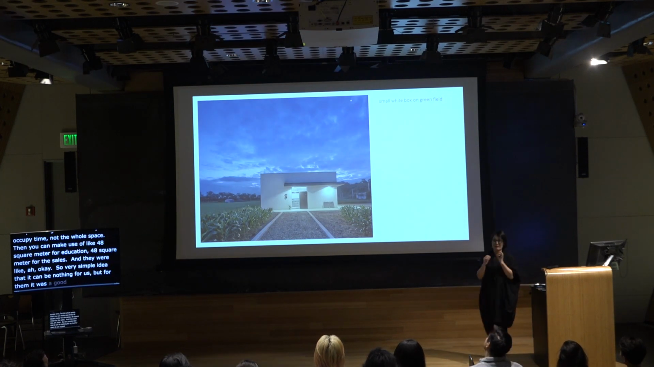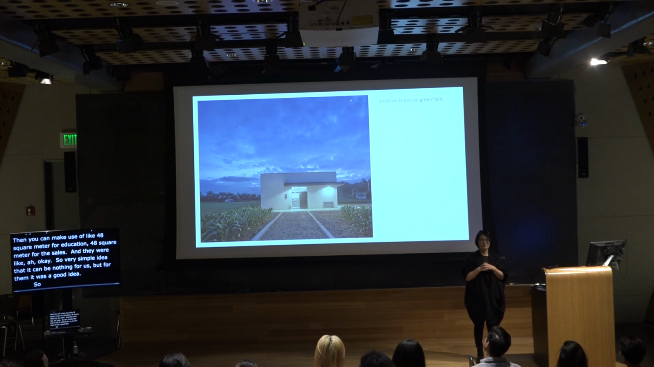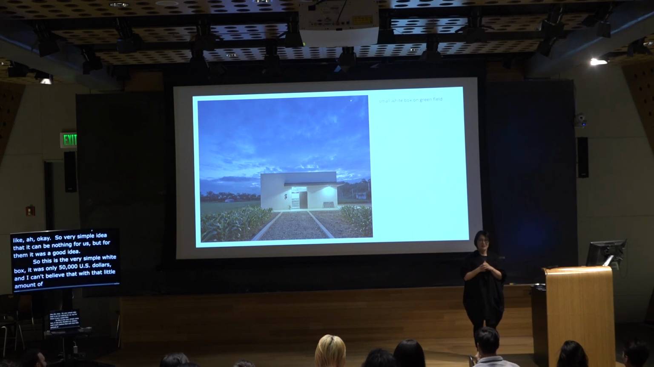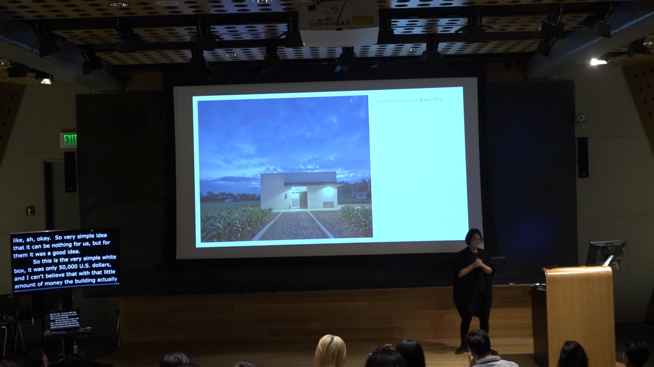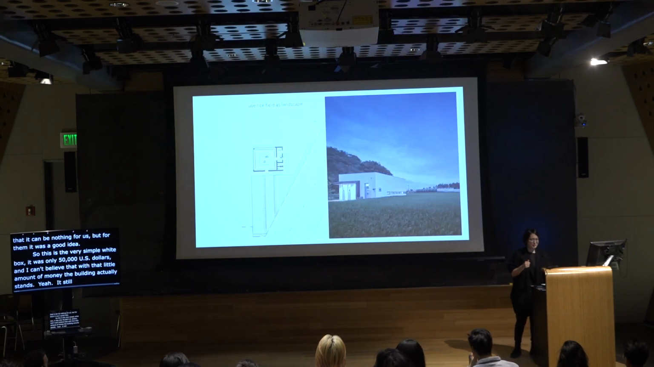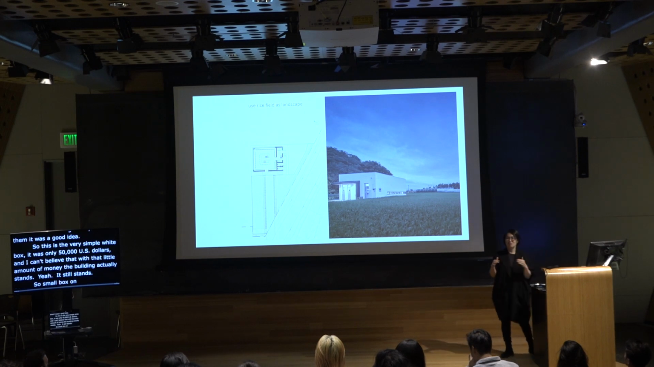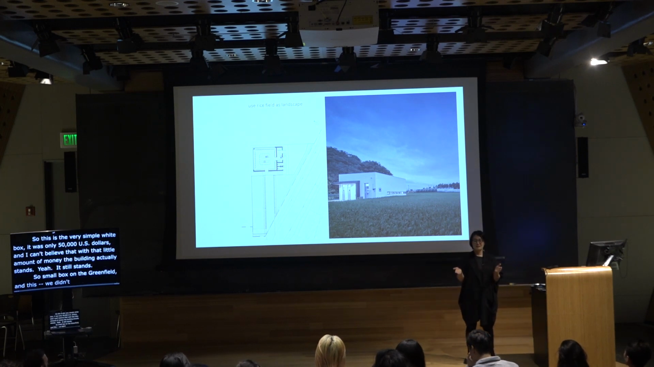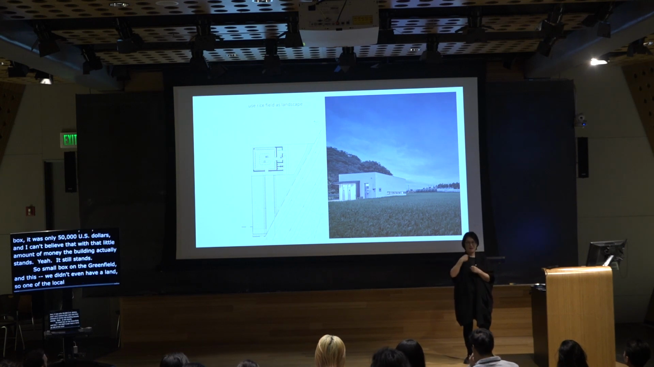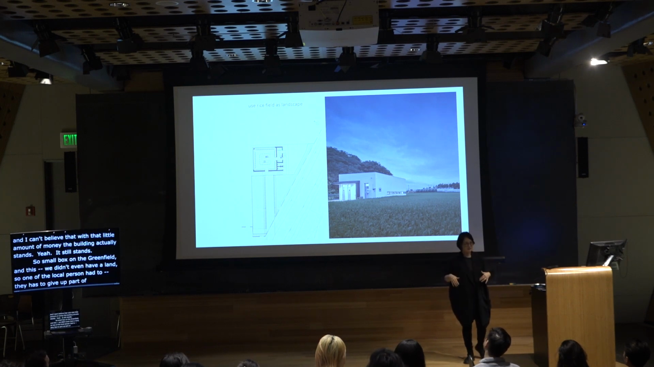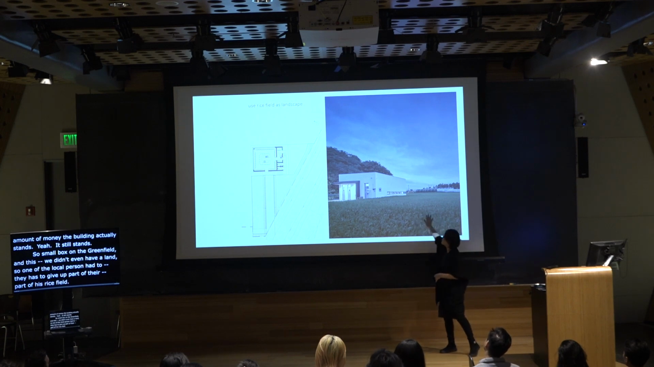So this is the very simple white box. It was only $50,000, and I can't believe that with that little amount of money, the building actually stands. It still stands. So a small box on the green field, and we didn't even have land. So one of the local people had to give up part of his rice field. So these are all his rice fields, and we were able to use part of the land.